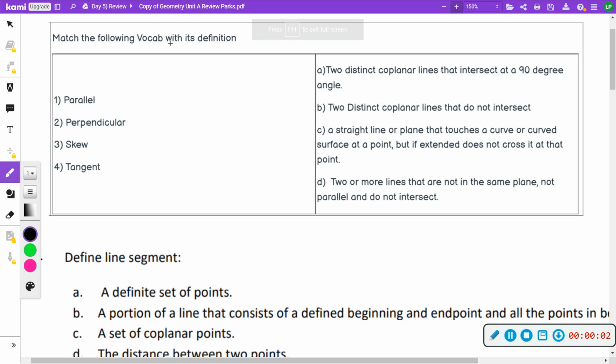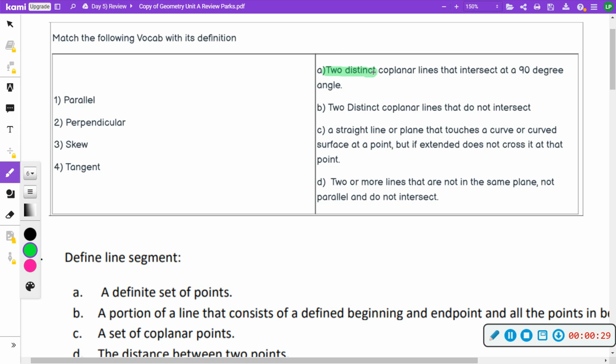So we're going to match the following vocab with its definition. And usually when you have 4 choices and 4 boxes, I like to read the definition and match it to the word. So let's see, 2, that's not going to work. Hold on a second. Let me change that a little bit. There we go. So we got 2 distinct.